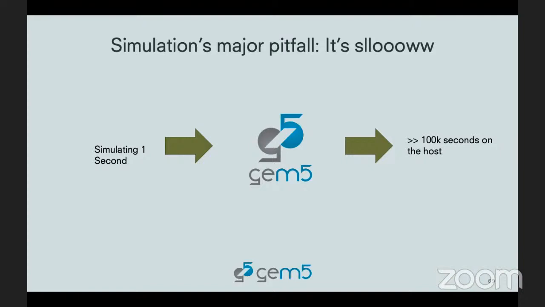So it's slow. And simulation's always going to be slower than the real world hardware. The way I think of it is every single ISA instruction that you execute inside the simulation is a function that needs to be called, which in and of itself is executing several tens or hundreds of instructions. So there's a scale up.